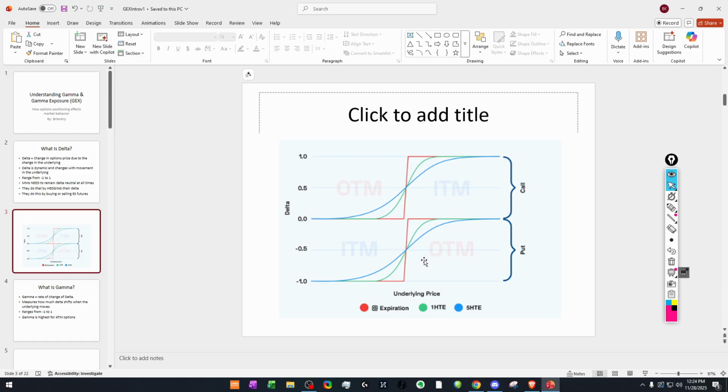For a put, if the price of the underlying goes up, the delta loses value, so it goes more towards 0. And if it goes in the money, or if the price goes down, then your delta gets more negative. At expiry, your delta is either 1 or 0, depending on if it expires in the money or out of the money. And same thing for the put, it's either 0 or -1, depending on where it expires.